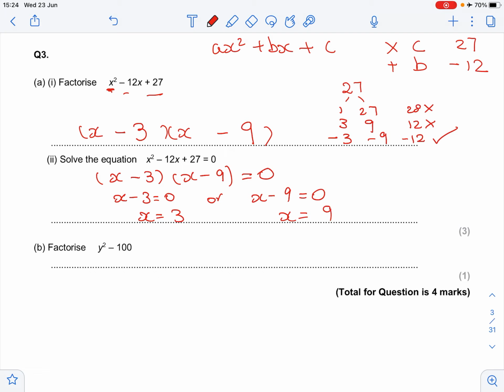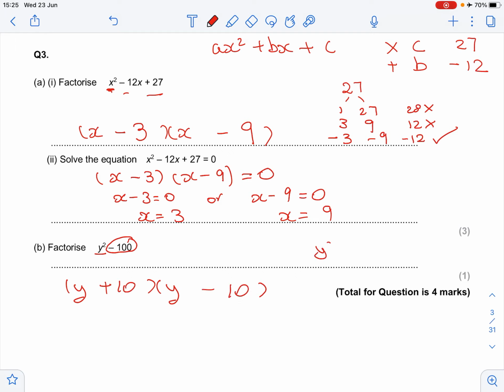Next part, we are asked to factorize y squared minus 100. Straight away, we can see this is a quadratic, and to factorize, we will have 2 double brackets. And this is a special case called the difference of 2 square numbers, because we are subtracting a square number. 100 is a square number, so we have y and y, and because it's a difference of 2 square numbers, it will be plus 10 and minus 10.